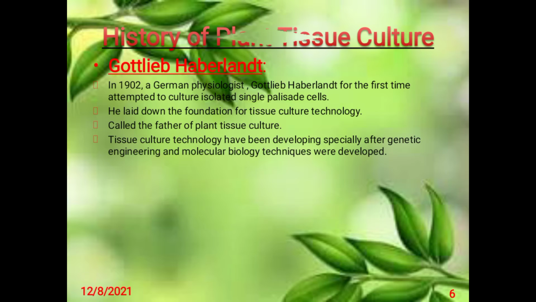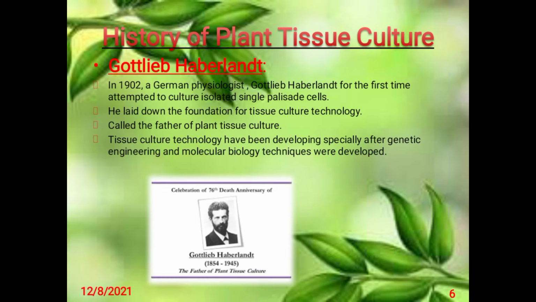Next is history of plant tissue culture. Gottlieb is called the father of plant tissue culture because in 1902 he first attempted plant tissue culture, and his method is called the totipotency method. But he did not use this technique successfully because at this time the hormone had not been discovered.